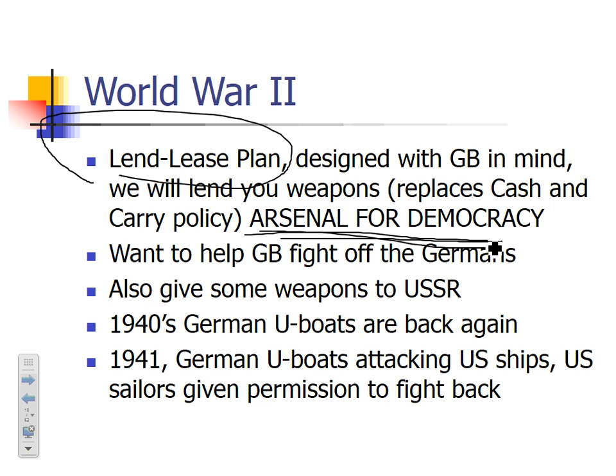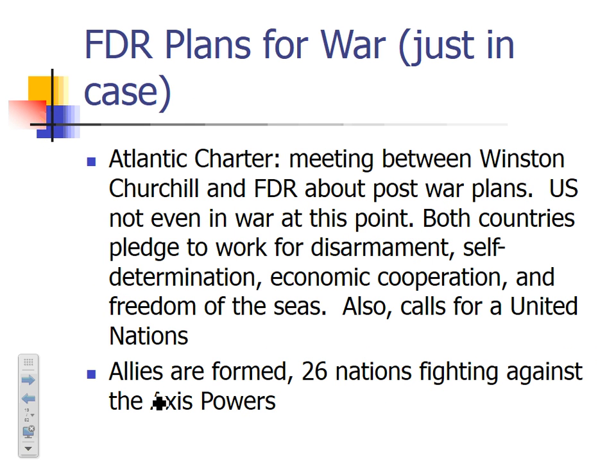So in the 1940s, the German U-boats are back at it again, causing all sorts of havoc. Same thing that happened during World War I. They're attacking our ships. We don't like it. We decide that we have the right to attack them back because we're just not going to be bullied. So again, example of how we're not neutral. Keep these up. Here's another example of how we're not neutral.